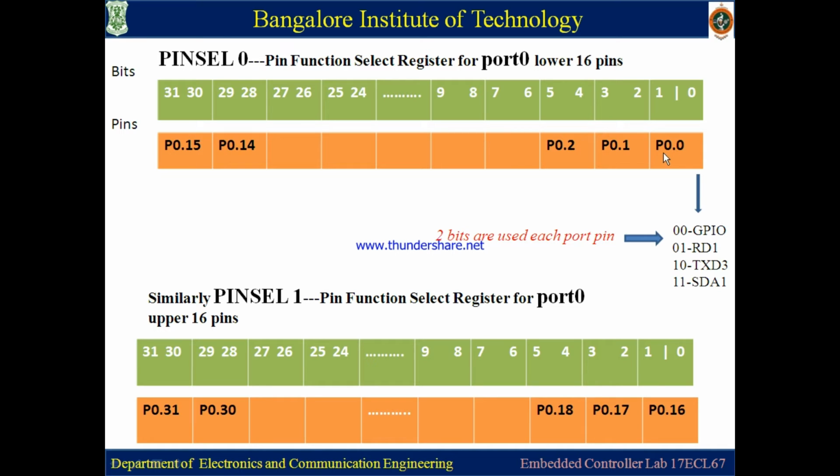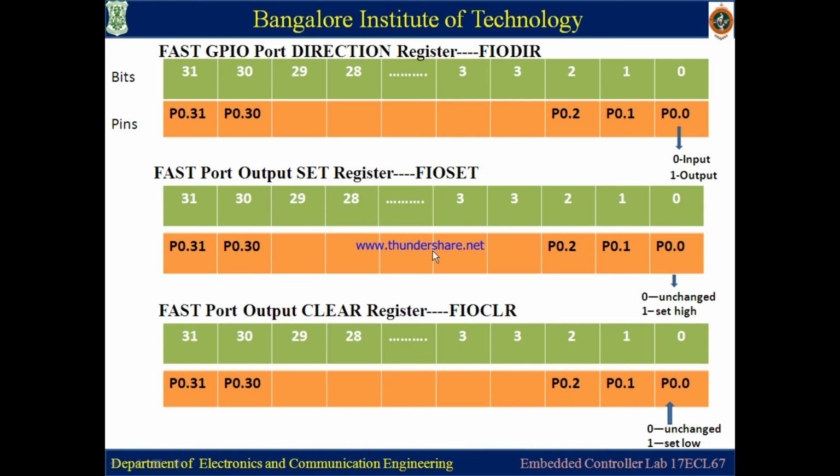An example we have shown here is P0.0, that is the 0th pin of port 0, configured as 4 different functions. So these 2 bits can be 00, 01, 10 or 11. Similarly, we have PINSEL1 for port 0 upper 16 pins, that is P0.16 to P0.31.